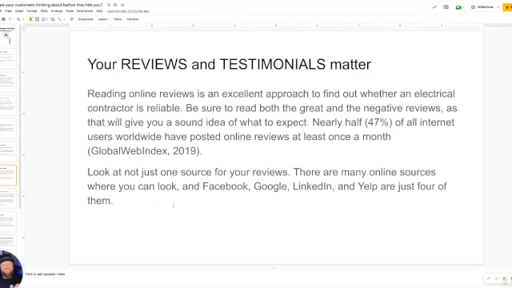Look at not just one source for your reviews. So if you're using multiple platforms, that's perfectly fine. Facebook, Google, Yelp, LinkedIn are just some of those sources as well.